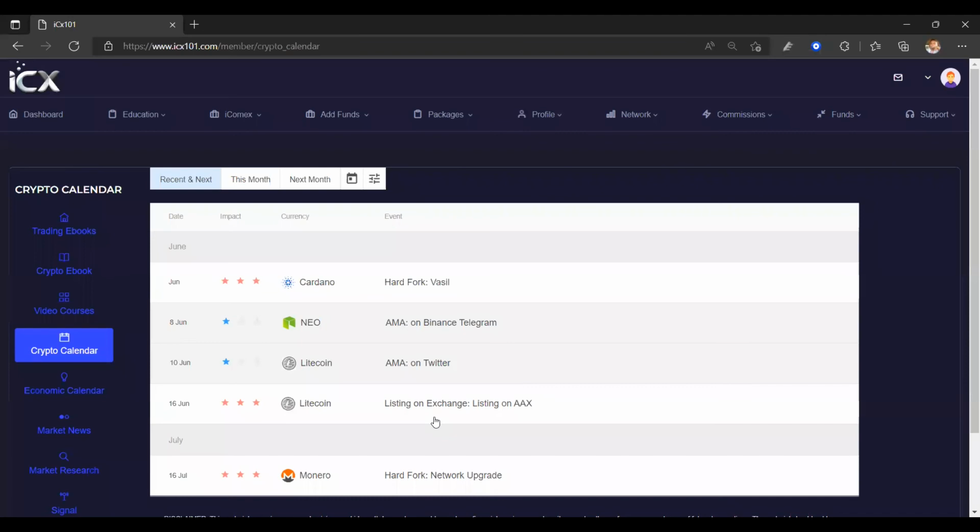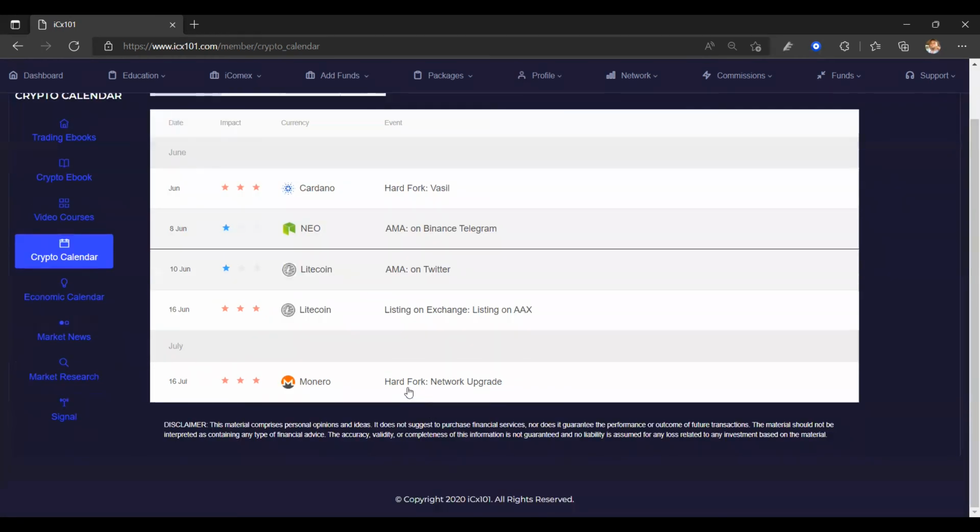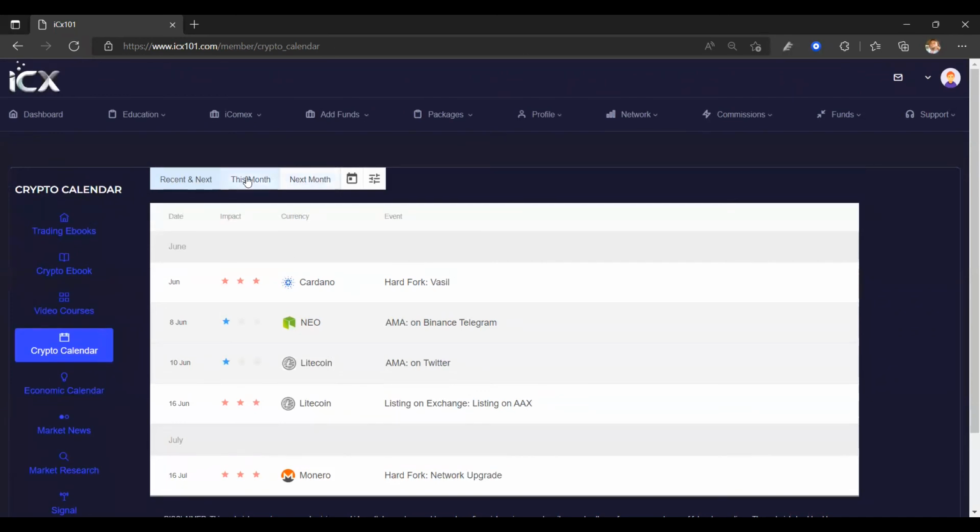If it is 2-star, it's a medium impact. That means it will not have too much impact per analysis or per projection. Then the 1-star is low impact, all right? But at that particular time, something will happen. Okay. July, Monero is actually going to do a network upgrade as well. So next month, you can also customize the type you want.